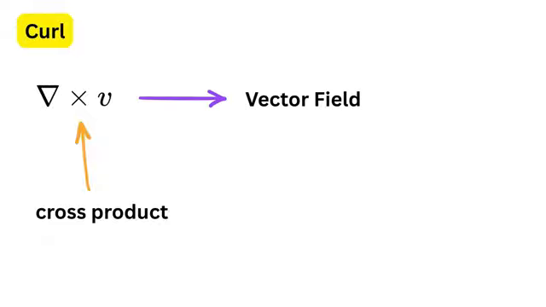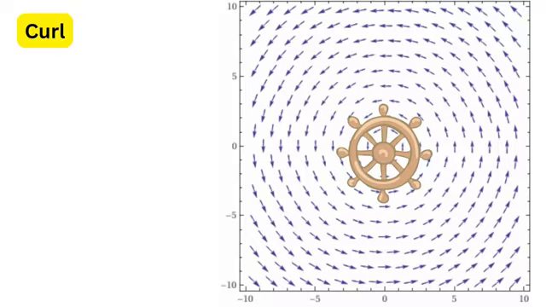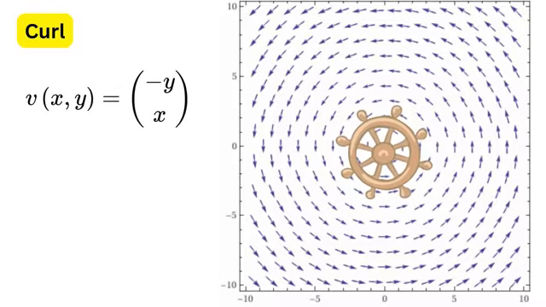Now, let us move to curl. Curl is obtained by taking the cross product of the del operator with a vector field. Unlike divergence, curl produces a vector field as its result. Curl measures rotation rather than spreading. To understand curl intuitively, imagine placing a tiny paddle wheel in a flowing fluid described by this vector field. If the fluid makes the wheel spin, then the curl is non-zero.